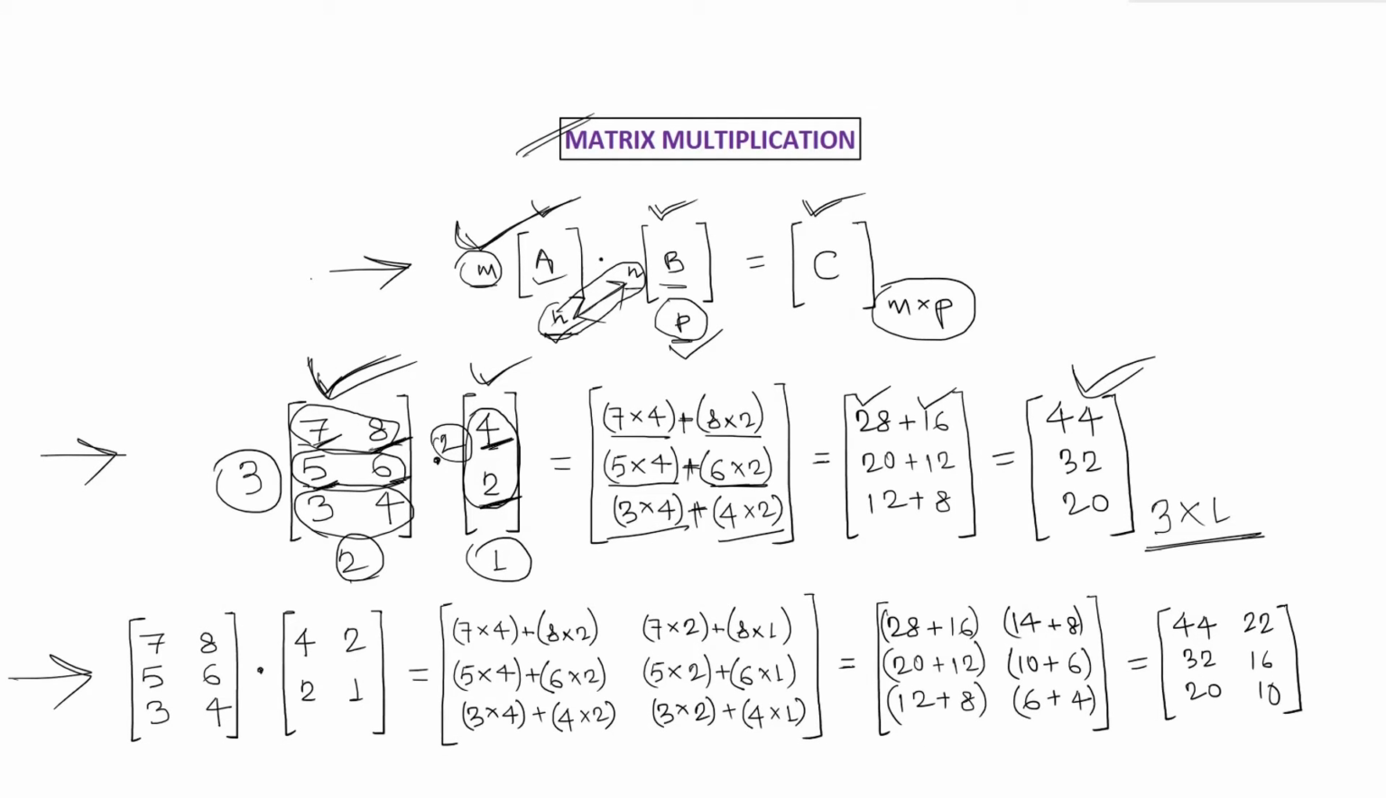So we have the first matrix of 3 by 2 and the second one is 2 by 2.